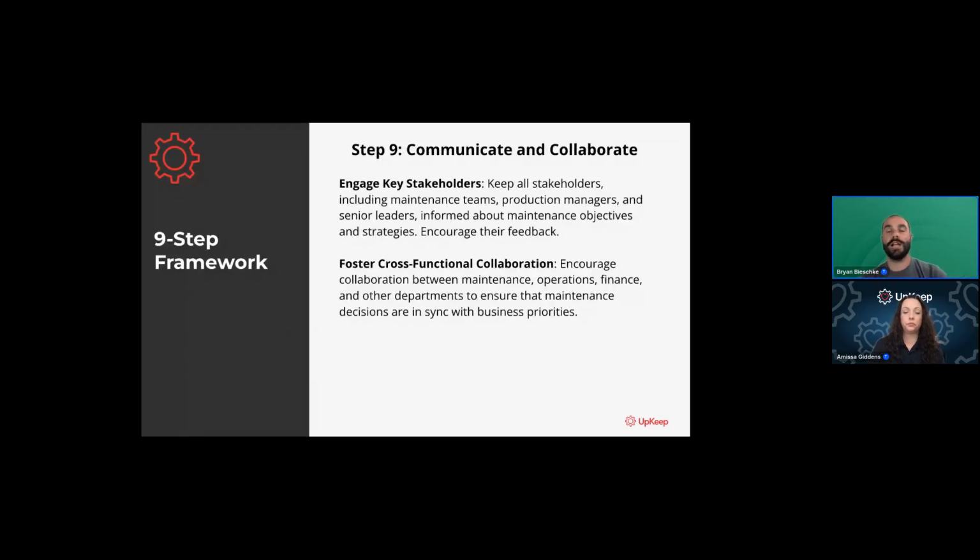Okay, communicate and collaborate. My favorite, engage stakeholders. Keep all stakeholders, including maintenance teams, production managers, senior leaders, informed about maintenance objectives and strategy, and encourage their feedback. Those of you who don't like being told what to do, or don't like being told you jacked yourself up or messed this up, sit down. We all mess stuff up. We all do the wrong things. It happens. If someone is providing you with constructive professional feedback, take that feedback and look at it.